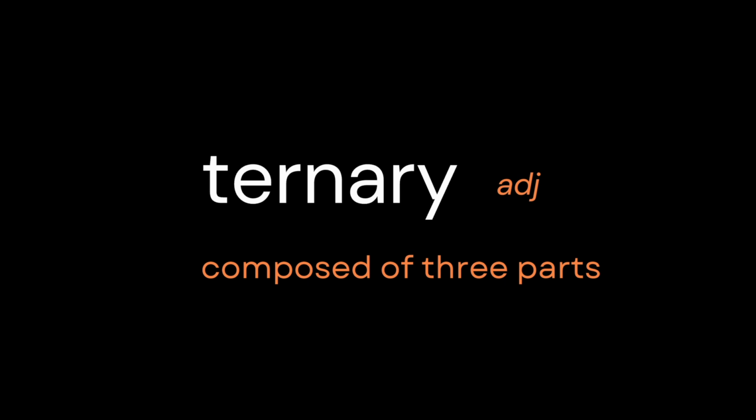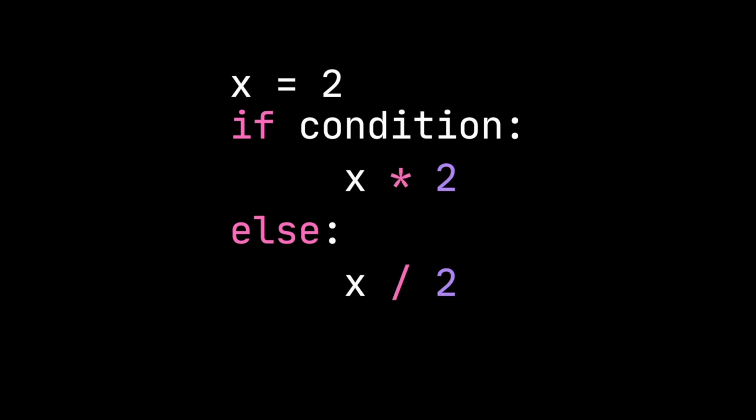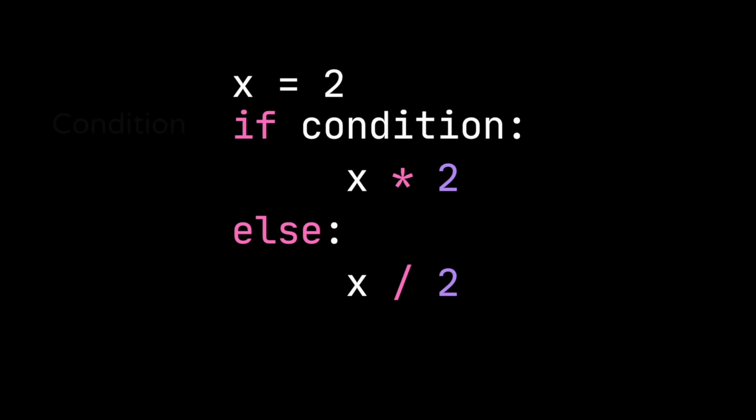Ternary means composed of 3 parts. In Python, a ternary operator uses 3 parts to condense an if-else statement into a single line. For example, this statement multiplies x by 2 if some condition is true, otherwise it divides x by 2.